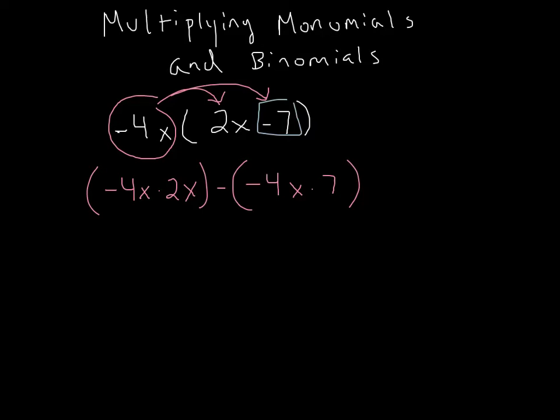Alright, so let's start at the beginning, and we'll do negative 4x times 2x. And you get negative 4 times 2 is negative 8, and x times x is x squared. So we have two x's. Okay, and then you have the negative 4x times the negative 7. So what you end up with is negative 4 times negative 7 is positive 28, and you only have one x. There you go. That's as hard as it is.